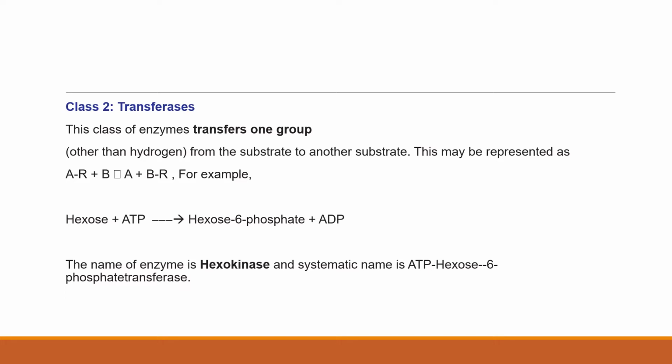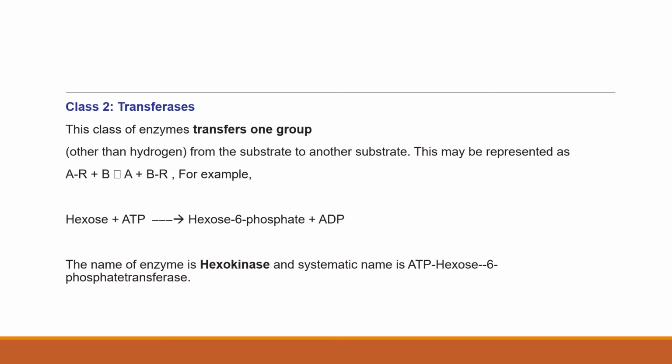The second type of enzymes are the transferases. It's obvious what they do. They transfer a particular functional group to another part of the substrate, or from one substrate to another substrate. This can be represented by this chemical reaction: AR plus B yields A plus BR. That means that the R was transferred from A to B.